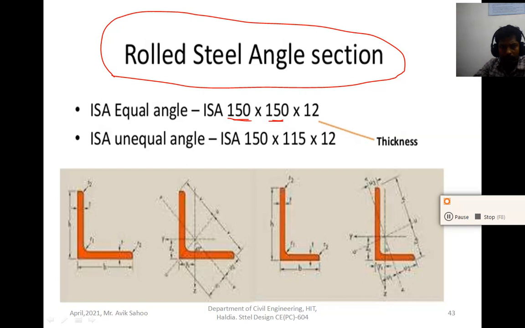If the two legs are equal, then the angle section is called an equal angle section, and the 12 is the thickness. Whereas another is the unequal angle section, when the leg sizes are different, such a type of angle section is called an unequal angle section. You see that one leg size is 150 mm, another leg size is 115 mm, and the thickness is 12.